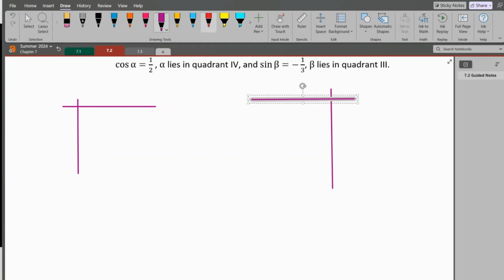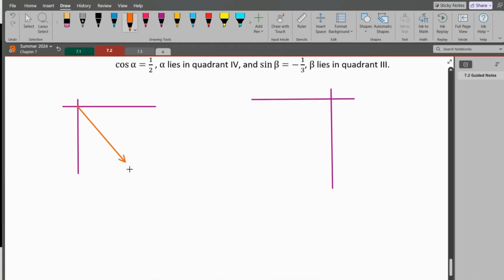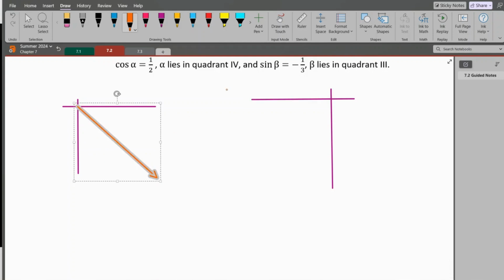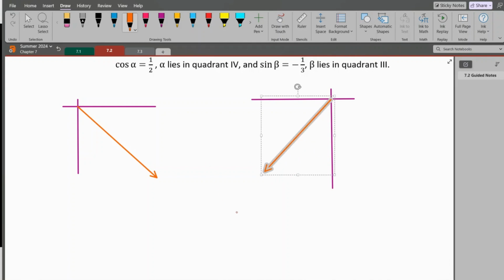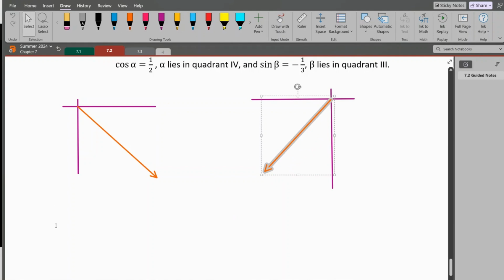There we go. And then I'm going to put an angle in each one of these quadrants. So here's my quadrant 4 angle. And similarly, here's my quadrant 3 angle. Now, I don't know how many times or in what direction the angle alpha or beta are rotating. But what we do know is where they land. And one lands in quadrant 4, one lands in quadrant 3.